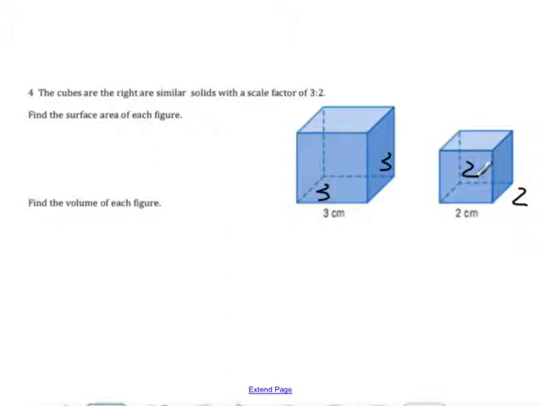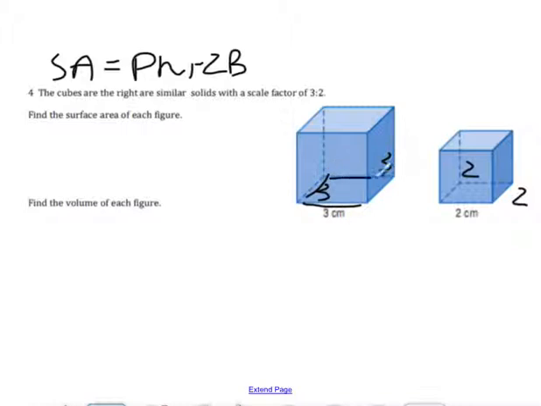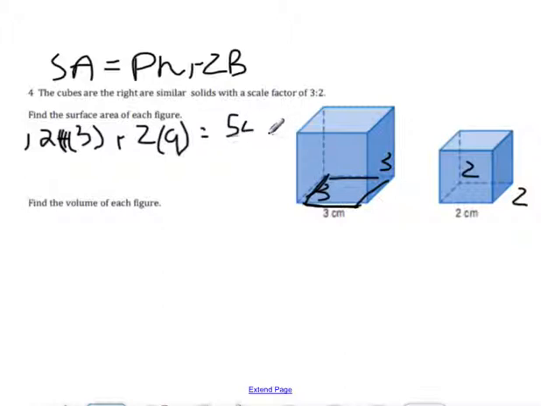Now remember to calculate surface area, that surface area is equal to your perimeter times your height plus 2 times your base. So let's go ahead and calculate the surface area of the first one. The perimeter, 3 plus 3 plus 3 plus 3, is going to be 12 for that one. And the height of the cube is 3. So 12 times 3 plus 2 times the area of the base. Well, the base is 3 by 3, so the area of the base is 3 times 3, which is 9. So in my calculator, I'm doing 12 times 3 plus 2 times 9, and that gives me 54 centimeters squared for the area.